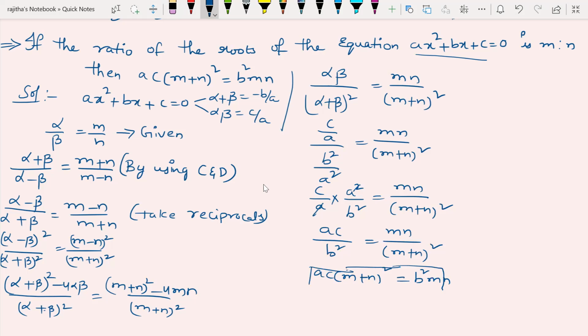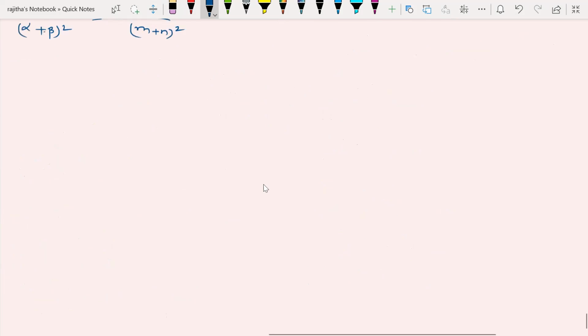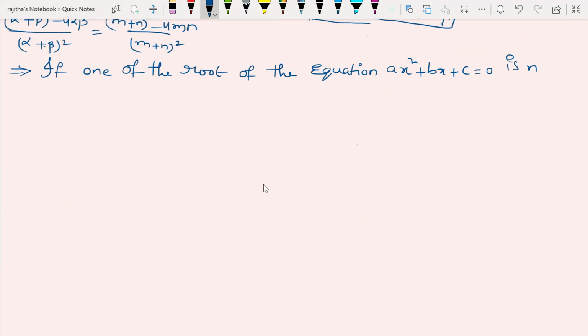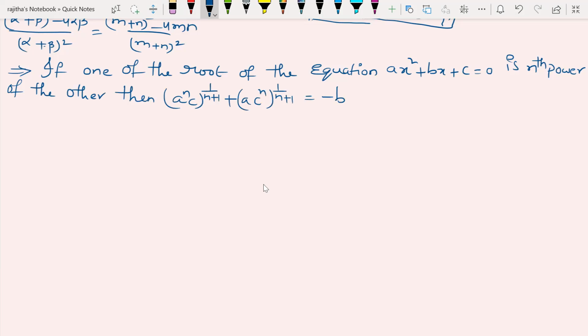Next, one more condition. If one of the roots of the equation ax square plus bx plus c is equal to 0 is the nth power of the other, then what is the condition? (a power n c) whole power 1 by (n plus 1) plus (ac power n) whole power 1 by (n plus 1) is equal to minus b. So how to prove this condition?